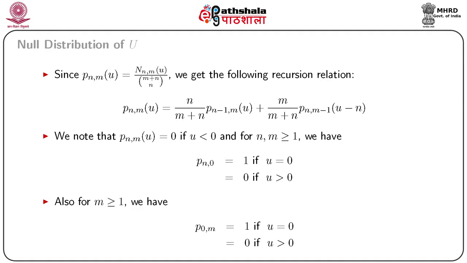Suppose n greater than or equal to 1 and m equal to 0. Then we have only x observations and hence P_{n,0}(u) equals 1 if u equals 0 and equals 0 if u is greater than 0. Similarly, we have for every m greater than or equal to 1, P_{0,m}(u) equals 1 if u equals 0 and P_{0,m}(u) equals 0 if u exceeds 0. For small values of m and n, one can easily compute the distribution of u.